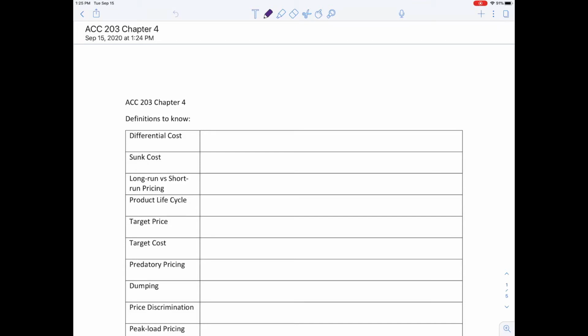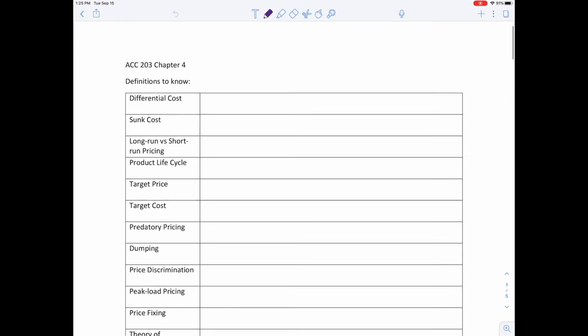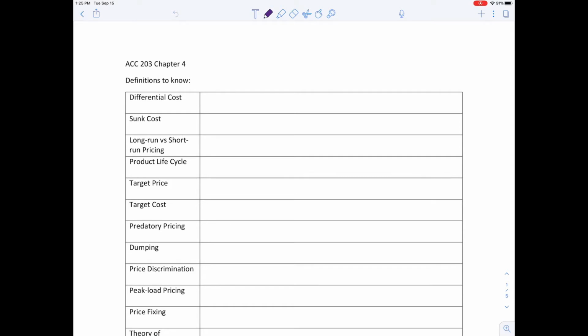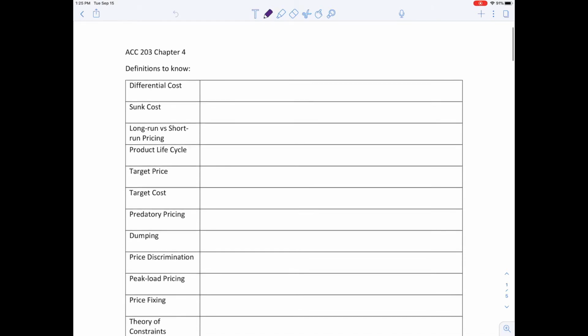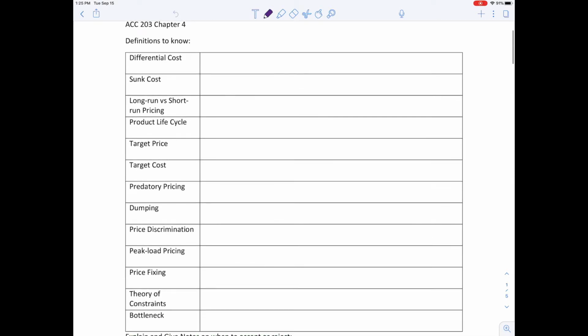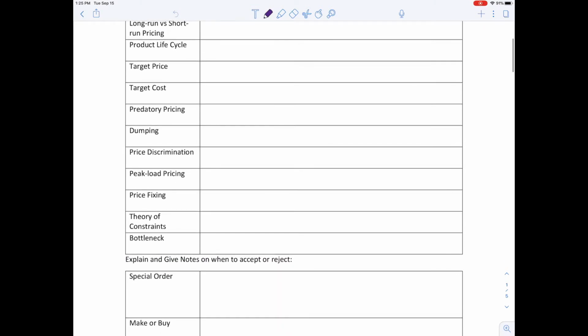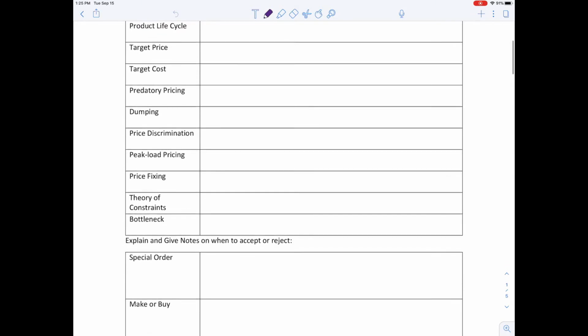In Chapter 4, we're going to go through some differential analysis and look at different situations to try to determine what is best for the company. We'll go through understanding some different costing alternatives as well as looking at what effect that has on the short term and long term. So there's going to be a lot more definitions that you can look up to know for this chapter. So make sure you do that and understand each one.